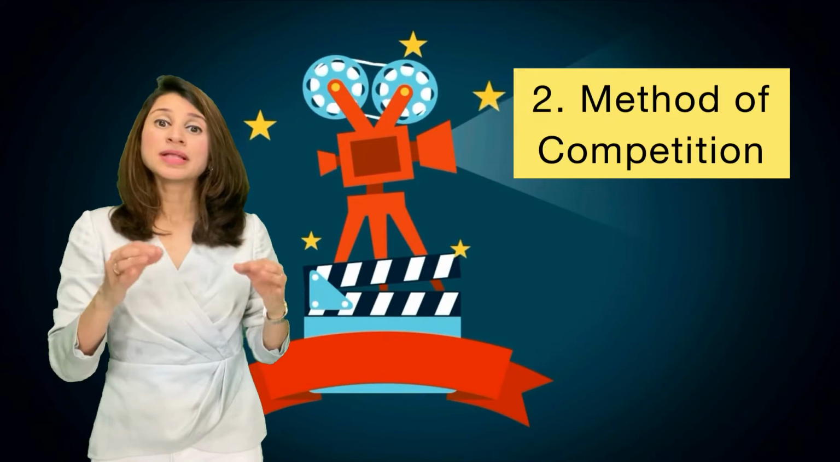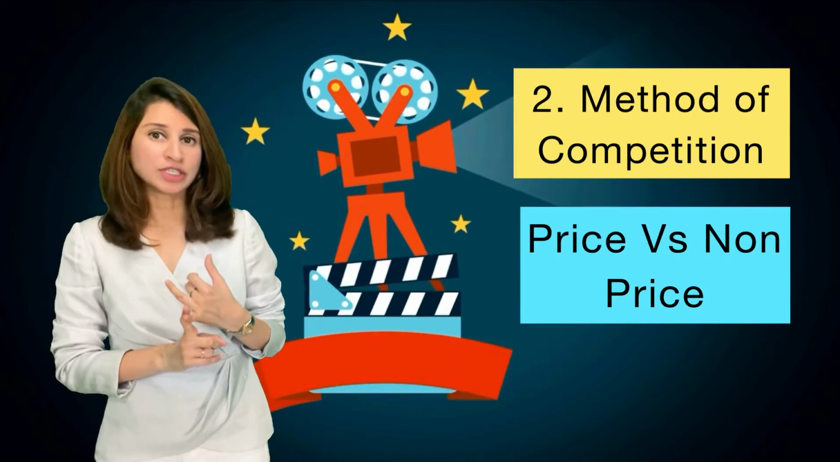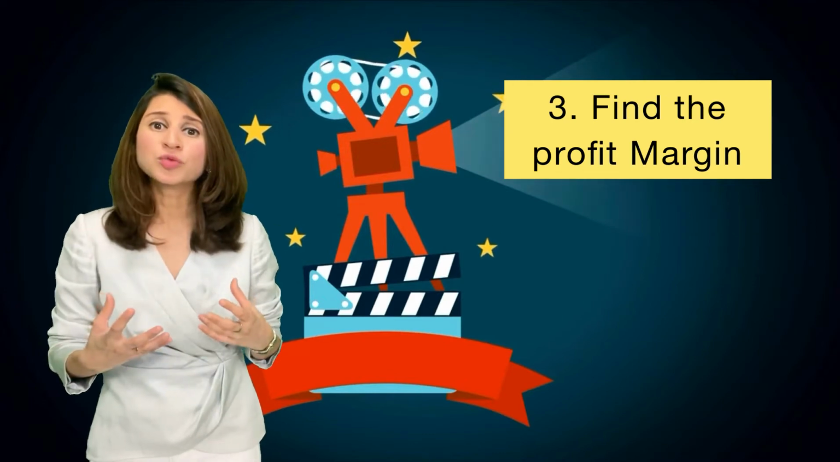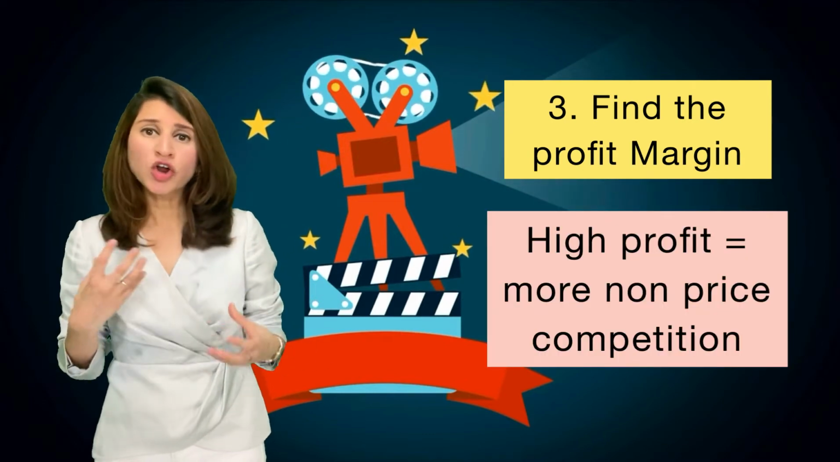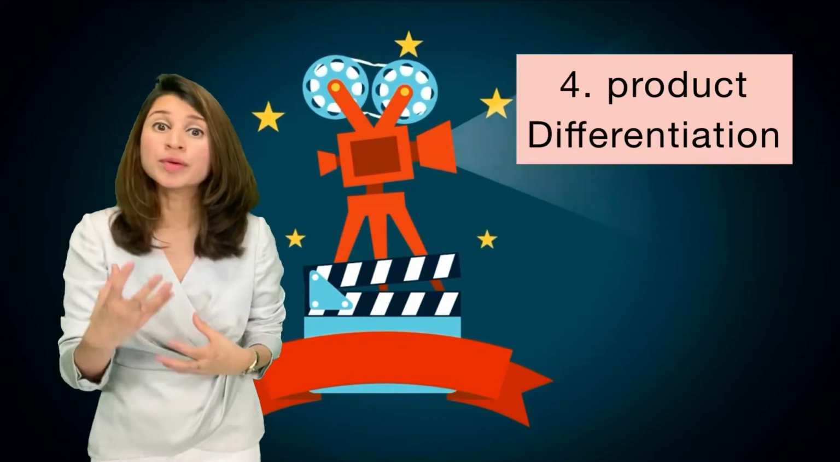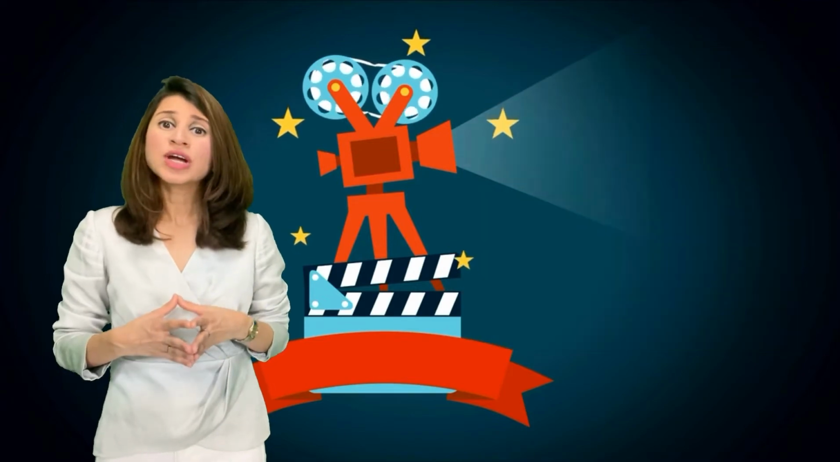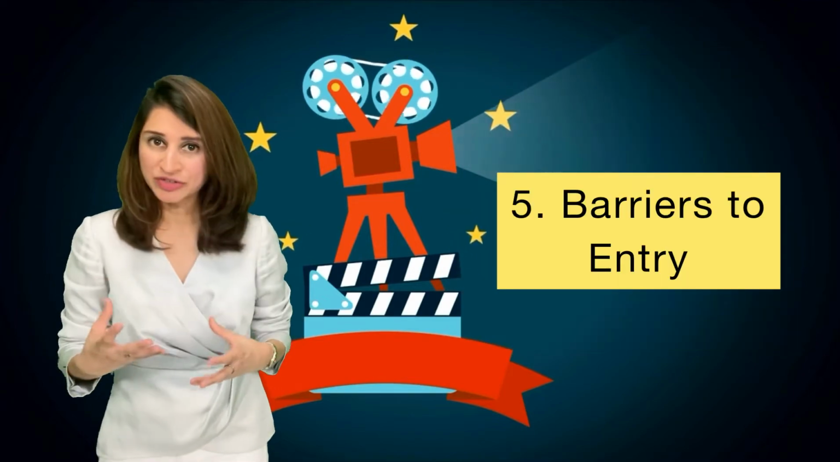Try to find the method of competition, whether they engage in price competition or non-price competition. Find the profit margin, where high profit generally means more non-price competition. If there is non-price competition, try to find out how the products are differentiated. What is the customer preference? Also try to find out if there are any barriers to entry.